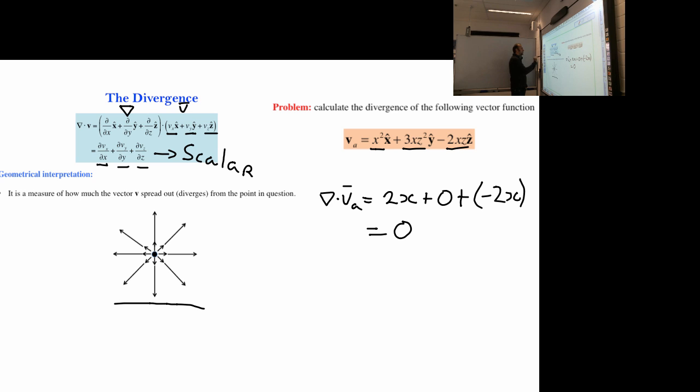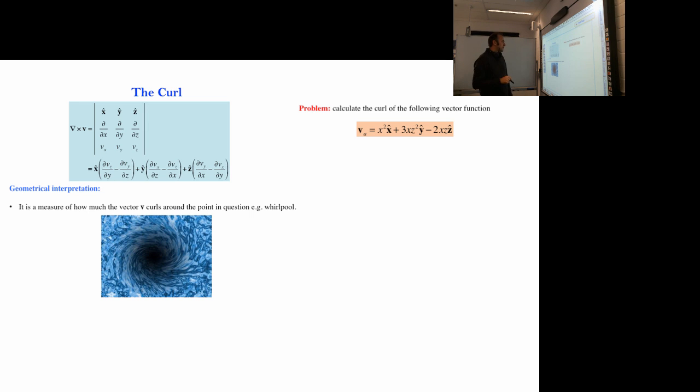We'll also consider the curl of a vector function, and the curl essentially is how much twist there is, or how much that vector will curl around some point. And here's quite a nice picture of a whirlpool. Now, the divergence of a vector function gave a scalar. The curl of a vector function gives a vector. So it has magnitude and direction. And what we're going to do is we're going to calculate the curl of the following vector function VA.